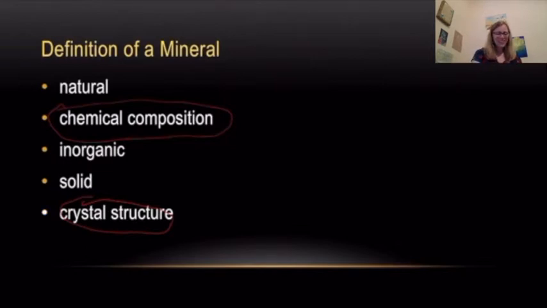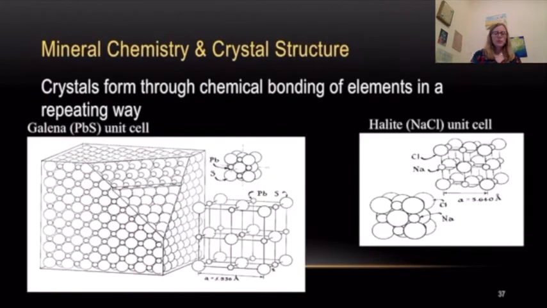All right, so let's look at the crystal structure of minerals. Crystals are going to form through repeating bonding of elements. So we're going to add an element, add an element, add an element in a repeating structure over and over again.